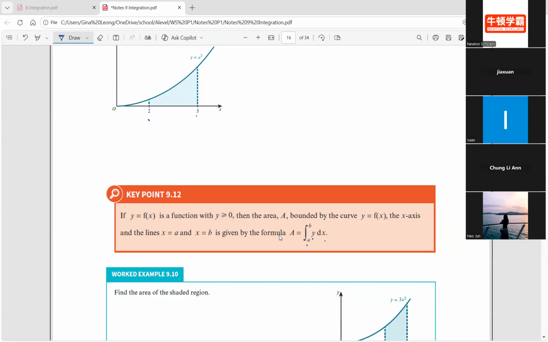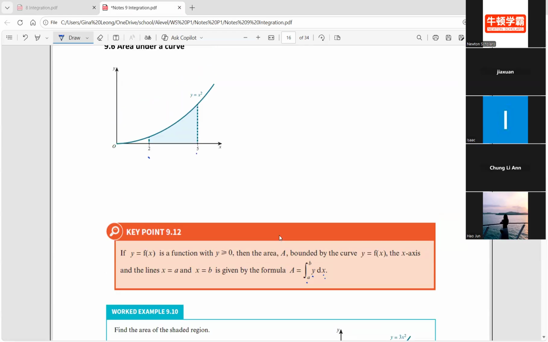y dx. Students sometimes ask me, why here dx? Because y means that your equation is the y equation. For example, y equals x squared. That means here is actually 5 to 2 of x squared dx.